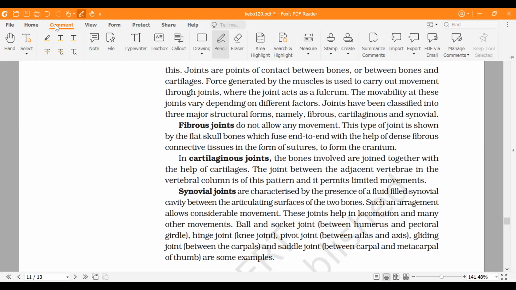Cartilage will prevent the bones from coming in direct contact with one another. If the bones continuously come in contact, it will be painful, and there will be wear and tear. To avoid that, there is cartilage in between. Apart from that, there are also synovial joints, where there is the presence of synovial fluid, and it works just like grease.